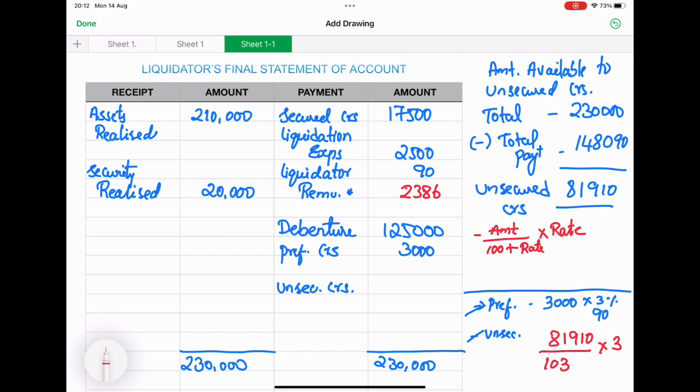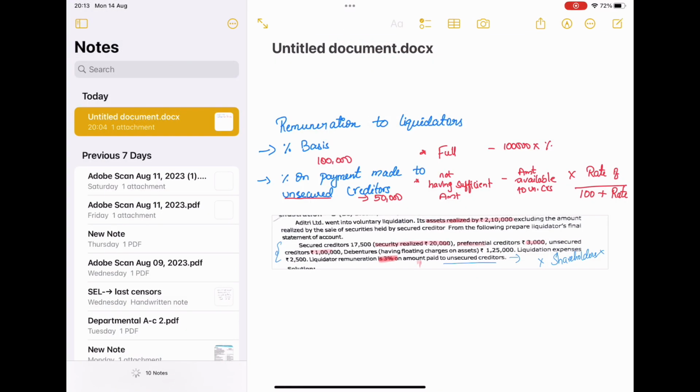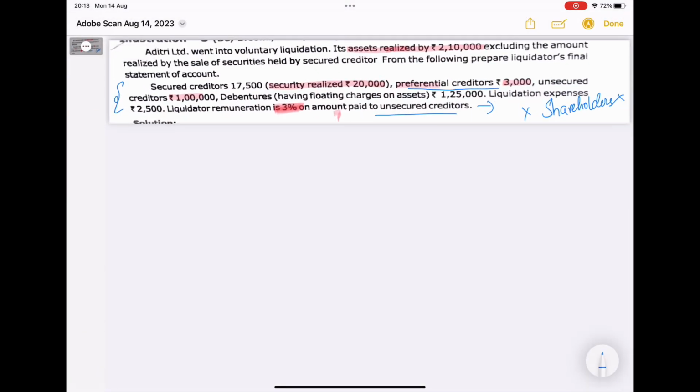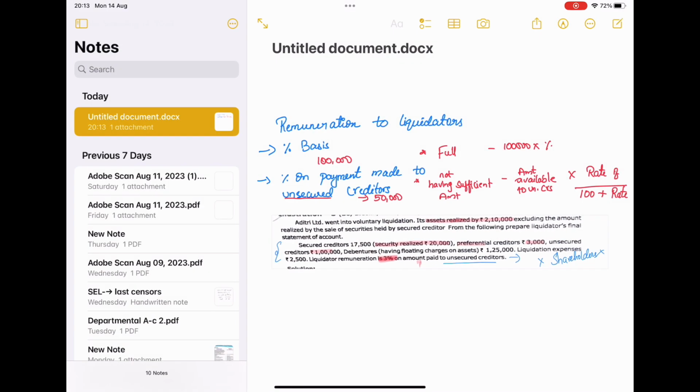Please concentrate, students. Liquidators remuneration is based on unsecured creditors. The term unsecured creditors includes two creditors. First one preferential creditors, another one unsecured creditors. In this question they have given both terms. I'll show the question. Yes, see, we have preferential creditors as well as unsecured creditors. So have concentration. Unsecured creditors and preferential creditors both come under unsecured creditors itself.